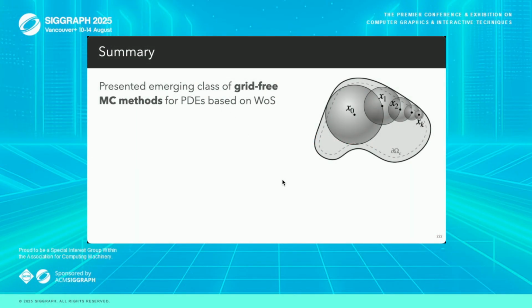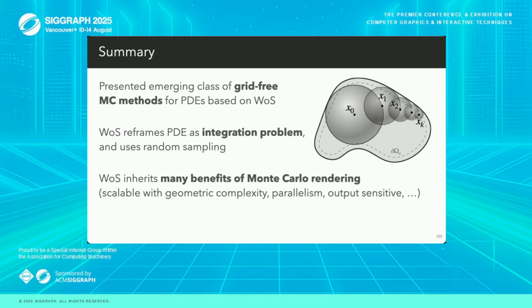OK, so to first summarize, today we've presented an emerging class of grid-free Monte Carlo methods based on the walk-on-spheres algorithm. These algorithms use random sampling to solve some pretty basic but pretty fundamental partial differential equations by framing them as integration problems. Walk-on-spheres inherits several advantages of Monte Carlo rendering, which gives it a unique place in the landscape of numerical solvers for PDEs. These advantages include trivial parallelization across many independent random walks, output-sensitive evaluation of the PDE solution, and scalability with increasing geometric complexity because of lightweight data structures.